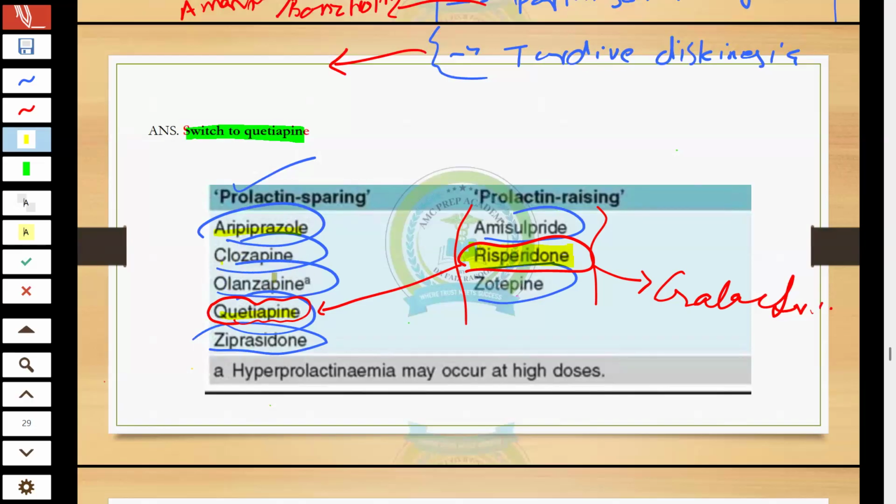Clozapine also has very severe side effects like cardiotoxicity, cardiomyopathy, and adverse effects on the blood, agranulocytosis. So that's why we will choose it less. And clozapine we choose for resistant schizophrenia. These are recalls. Clozapine is the treatment of choice for resistant schizophrenia.